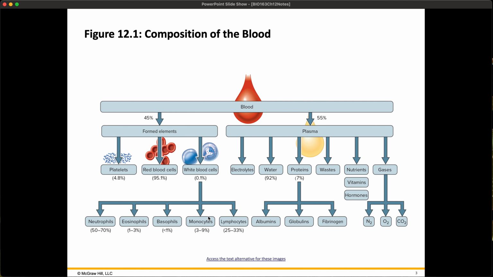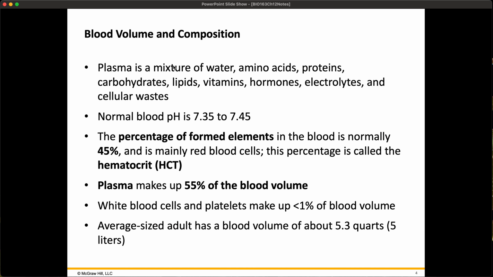These numbers might change. Within plasma, you can see some of the breakdowns with that: electrolytes, water, proteins, waste, nutrients, and gases, and then each of those broken down. So we're going to look at all that. So looking at blood volume and composition. As we said, plasma, that fluid portion of blood, is mostly water, but then you have all of these other things that are floating and dissolved within that or being transported through that.